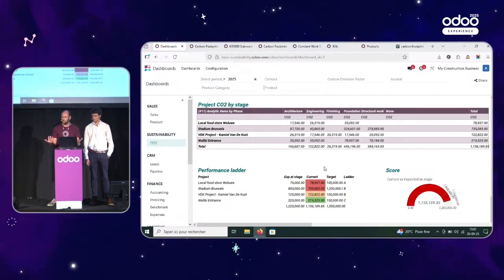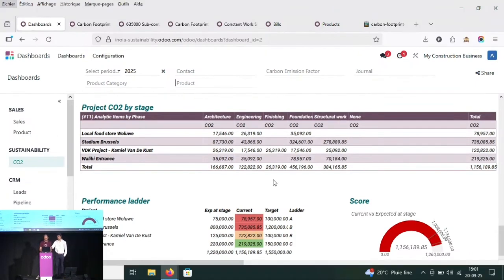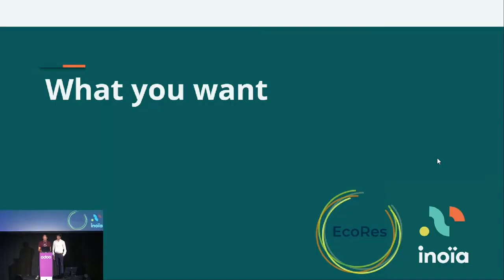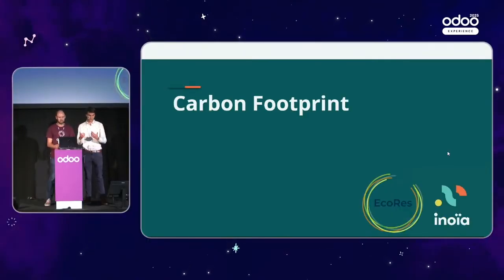So this is what we want at the end. We want it real-time. So you have here 4 different construction projects, and then you can see that the CO2 is split between different phases of the project, and you can also see against the target if you're reaching that or not. And so basically what we see there is the CO2 result, and we need to come back a bit under that to see how we compute that.